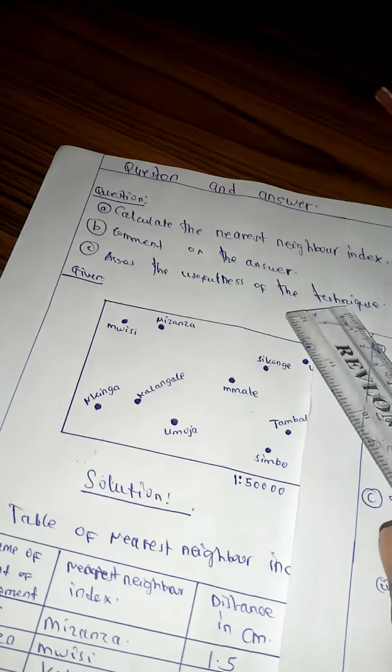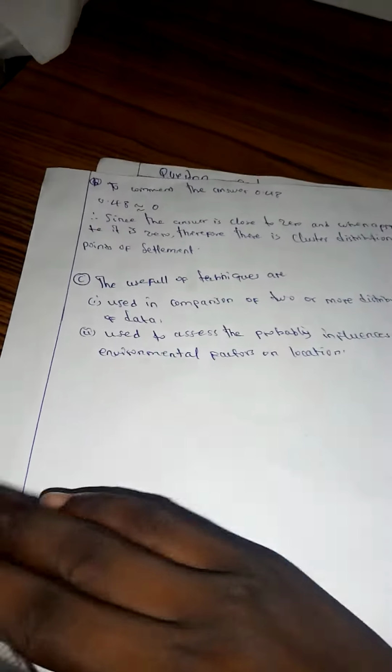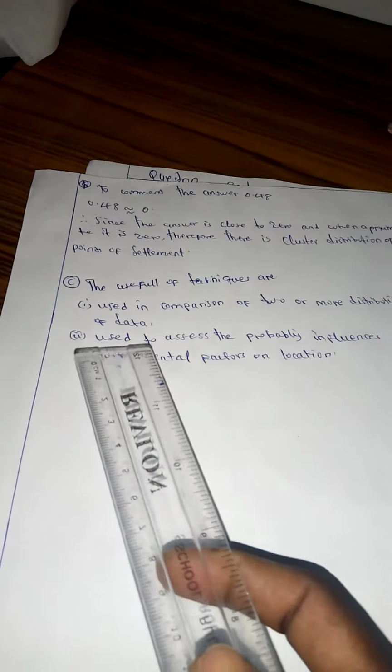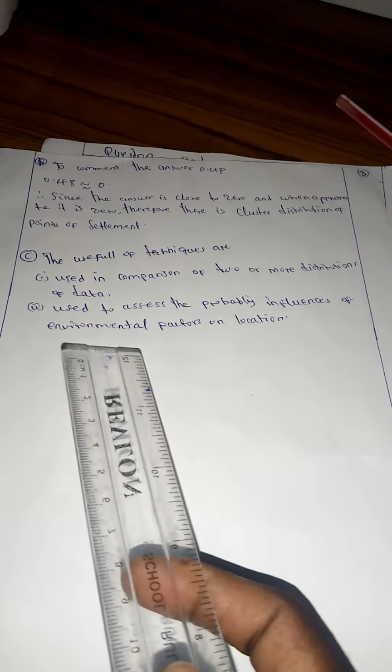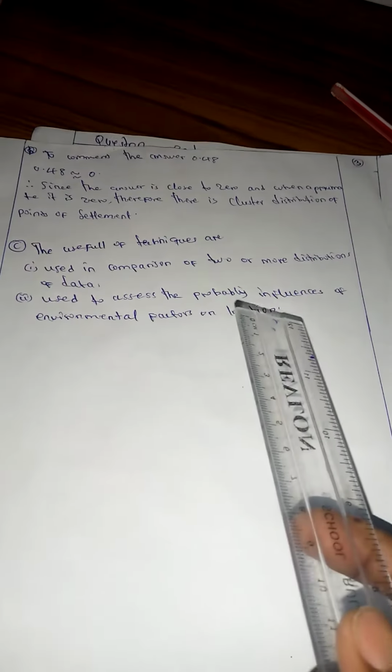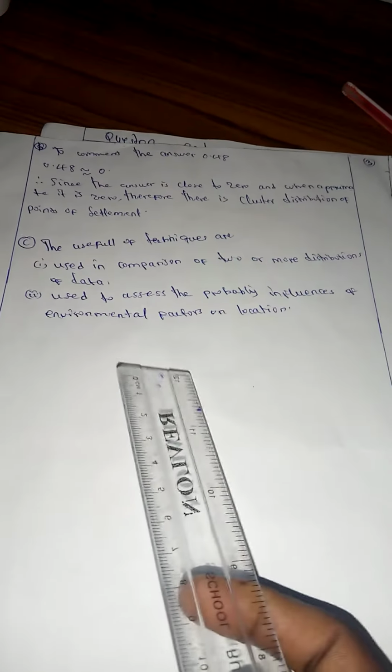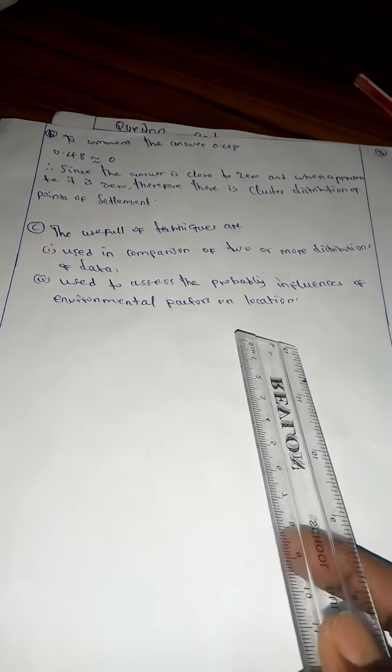For C, now we are required to find what? For C, also the usefulness of the technique. Usefulness of the technique will be: it is used in comparison of 2 or more distributions of data. Also used to assess the probable influences of environmental factors on locations.